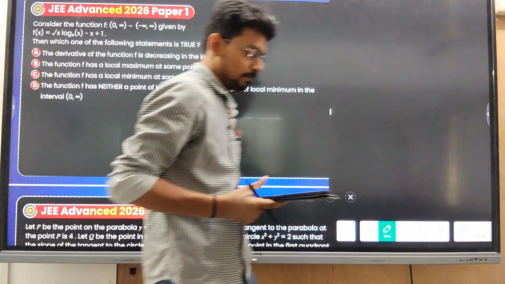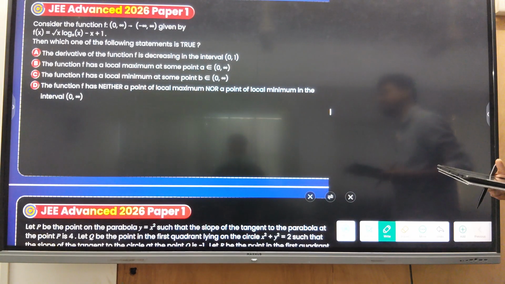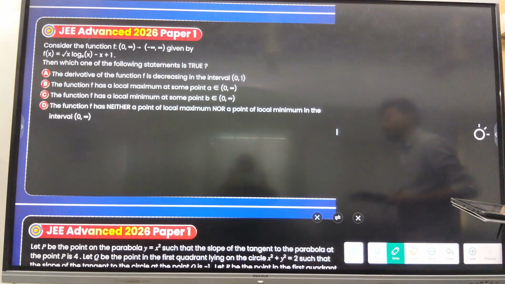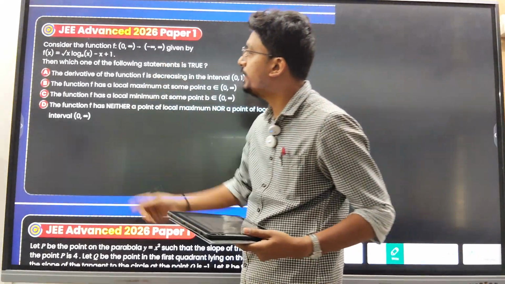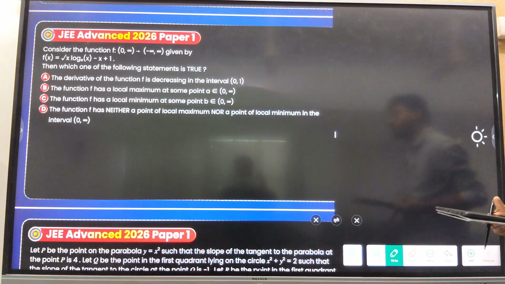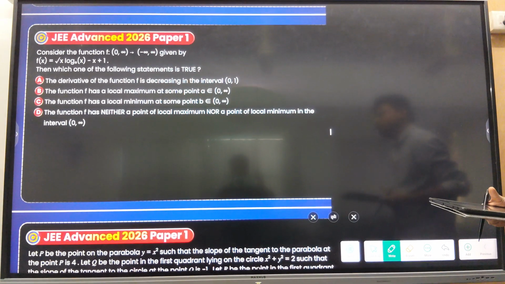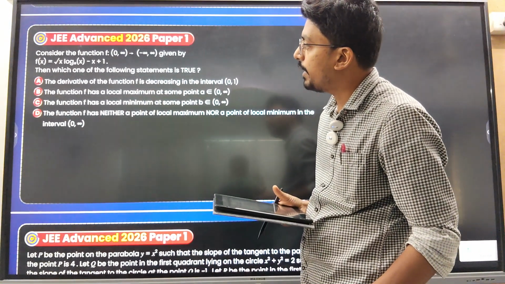So this is question number 1 of Paper 1, JEE Advanced 2026. A function is given, the domain is defined from 0 to infinity and the codomain is defined from minus infinity to infinity, and the function is f(x) = √x log_e x − x + 1. They are asking which statement is or are correct.